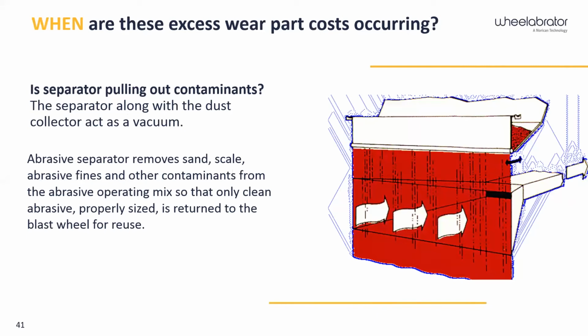What you want to do is pull out all those contaminants, whether it's sand, scale, the non-usable media. You've got to get that stuff out of your system. If you don't, obviously you're leaving sand or scale in your system. All that is going to do is accelerate the wear of your blast parts, your blast wheel components, and anything else that it comes into contact with. So having a properly run separator is key.